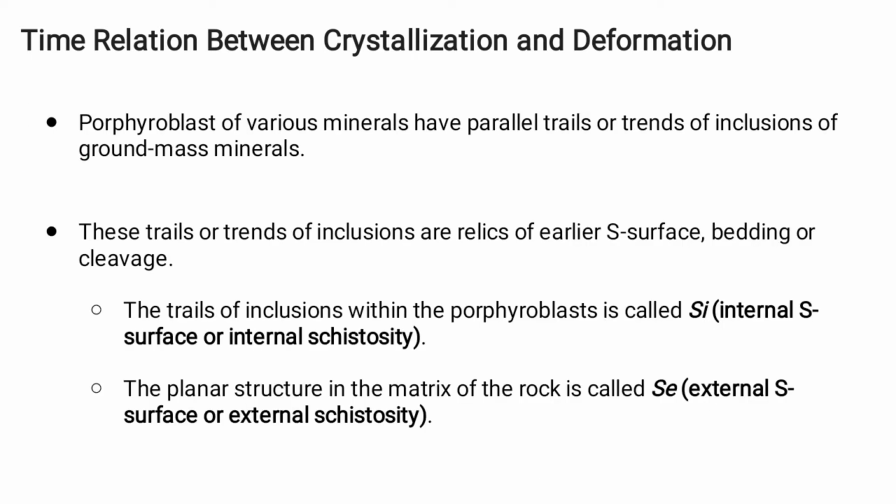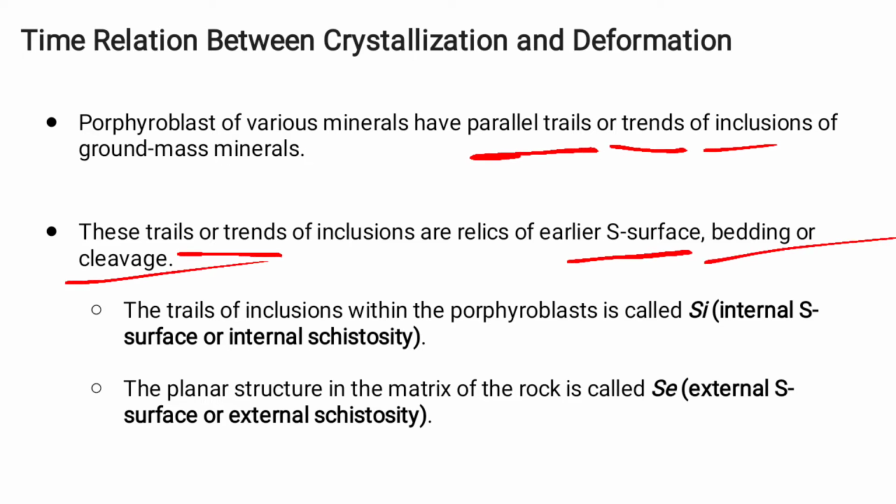Porphyroblasts of various minerals have parallel trails and trains of inclusions of groundmass minerals. These trails and trains of inclusion are relics of surface bedding or cleavage. The trails of inclusion within the porphyroblast are called Si, the internal surface or internal schistosity.